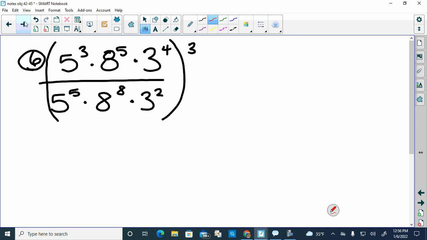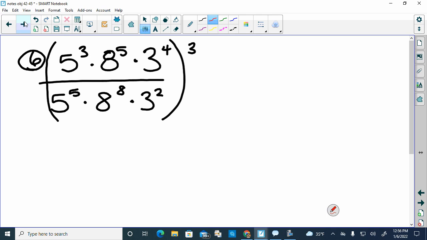Okay, so there's actually 2 ways that you can do this one. There's a longer way and a shorter way. We want to do the shorter way. But I just want to see if you can remember, when it's a power to a power, what do you actually do with those 2 numbers? Multiply. So when you do that, this would be 5 to the 9th, 8 to the 15th, and 3 to the 12th. But then you would also have to do it down here, and then from there, subtract.